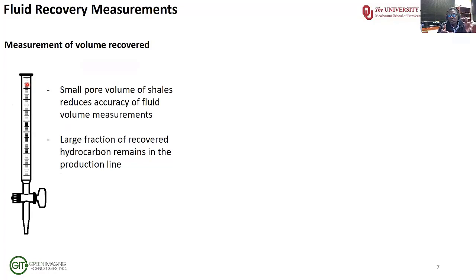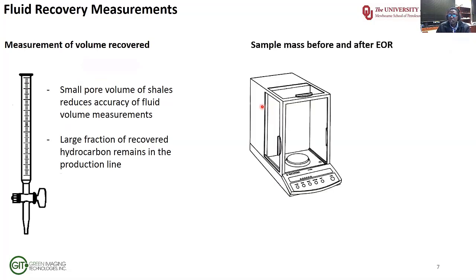And so to overcome these limitations, some labs will opt to use a gravimetric method. The gravimetric method is where you measure the sample mass before and after EOR. These are really good measurements because you don't have to worry about some fluids being trapped in the production line, because you are measuring the actual shale samples before and after EOR. And so you don't have to worry about anything that was not collected. So that's not really a problem.